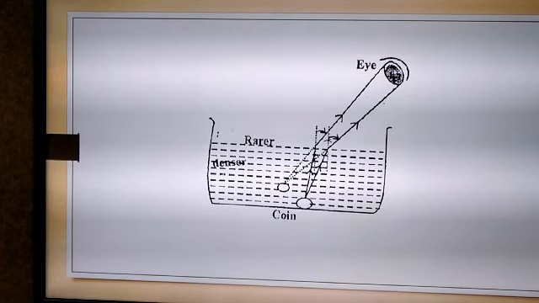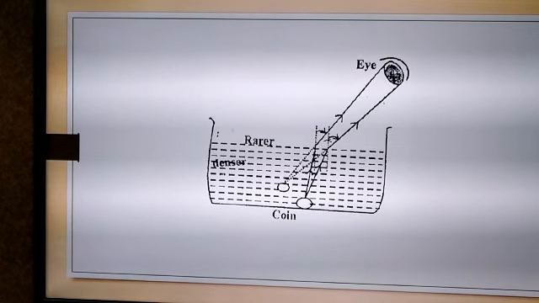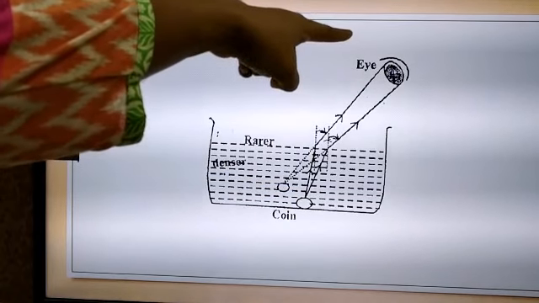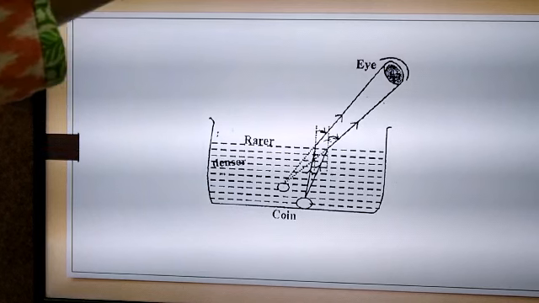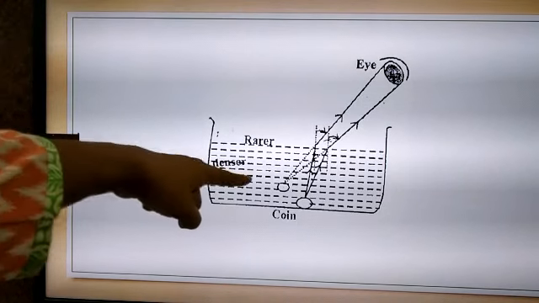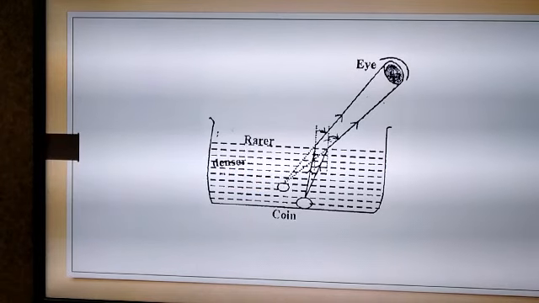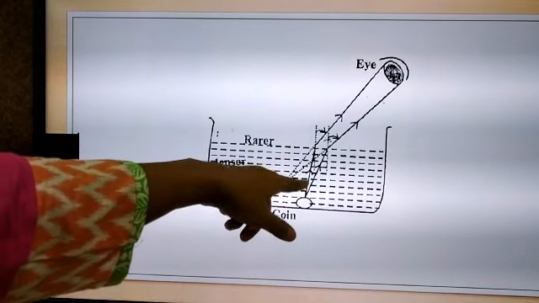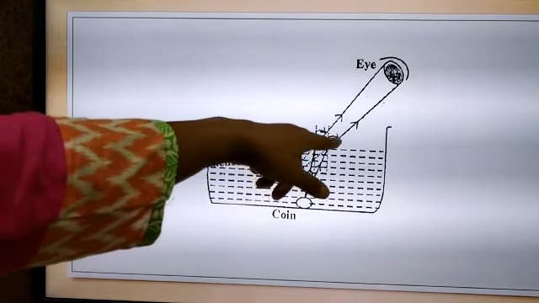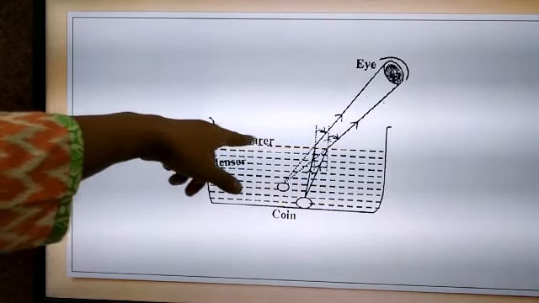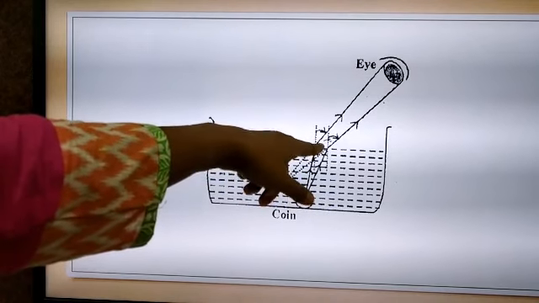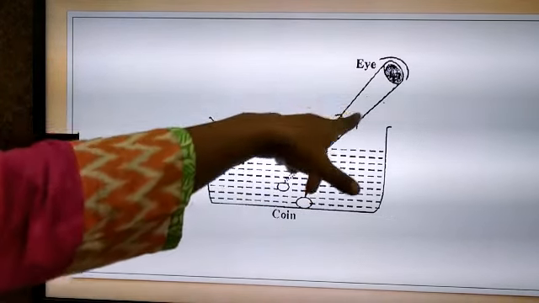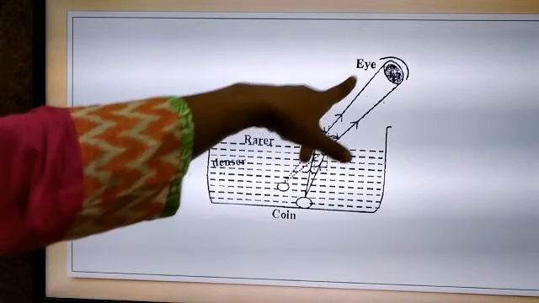Now look at the coin which is placed in a beaker filled with water. This is the actual position of the coin. But when we look at the coin from the medium which is present in the air, the coin appears to be raised up. Now what is happening in this case? The rays of light start from the coin, they start from water and reach the interface separating air and water. As soon as they enter into air, we find that the rays of light bend. And so these are the rays of light which are traveling from water and entering into the air.